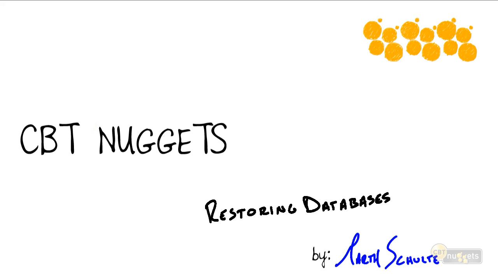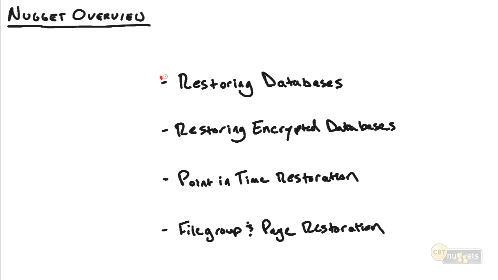On the other hand, if we do differential or transaction log backups, then we'll be able to recover to a point in time within the differential or within our log chain. Looking at our Nugget overview, we're going to jump right over to the virtual Nugget lab and learn how to do this stuff, because there's really not a lot of theory or concepts involved with restoring databases. It's more of knowing how to do it, the different ways to do it, and things to look out for when you're doing it. So we'll jump right over to the virtual Nugget lab.